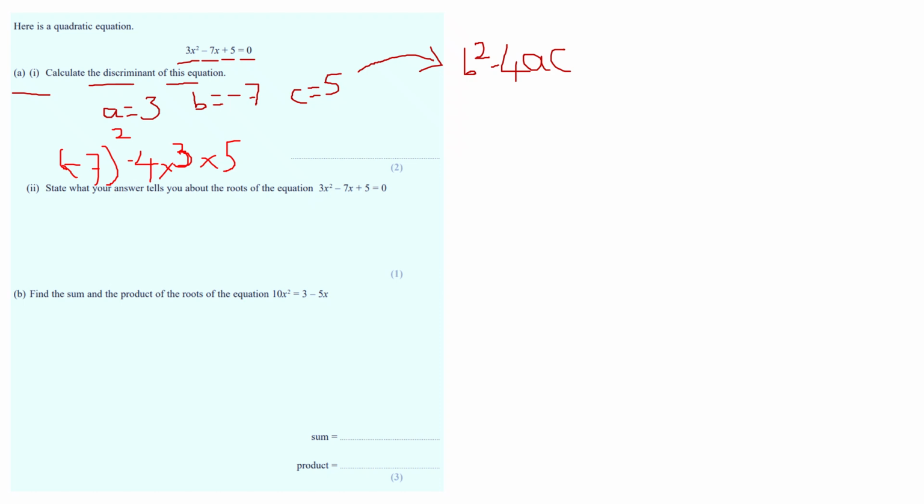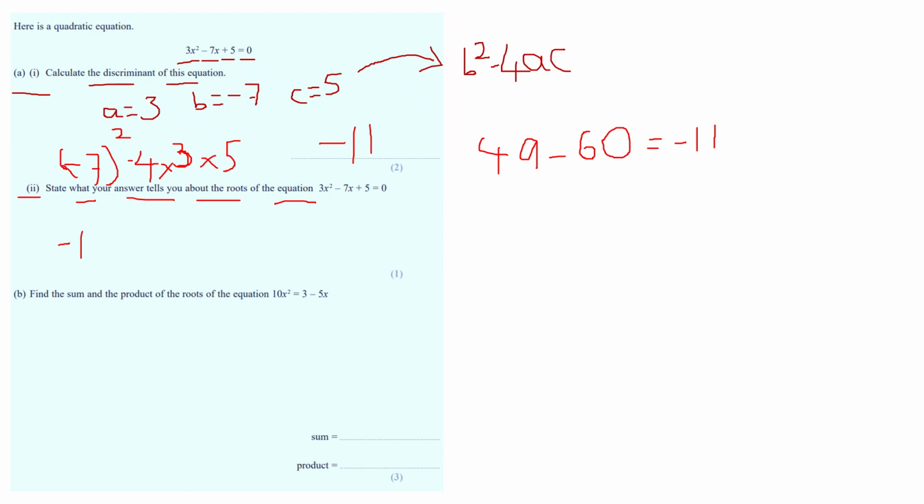Minus 7 all squared makes 49, minus 4 times 3 is 12, times 5 is 60, so 49 minus 60 gets us down to minus 11, or negative 11. So that's the answer for that part. Next up, part (ii). State what your answer tells you about the roots of the equation 3x squared minus 7x plus 5 is 0.